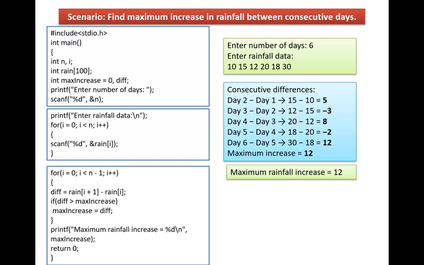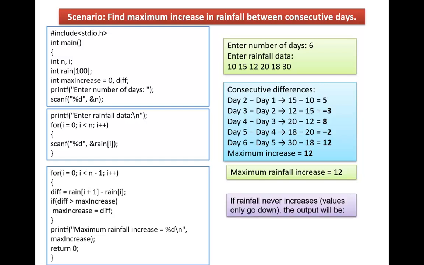Right? So we have solved the problem. We have found the maximum increase in rainfall between 6 consecutive days. There should be a question. If the rainfall never increases, what happens? The values will only go down, right? The output will be what? It will be 0. The maximum rainfall increase will be 0 if there is no rainfall increase between the consecutive 6 days.